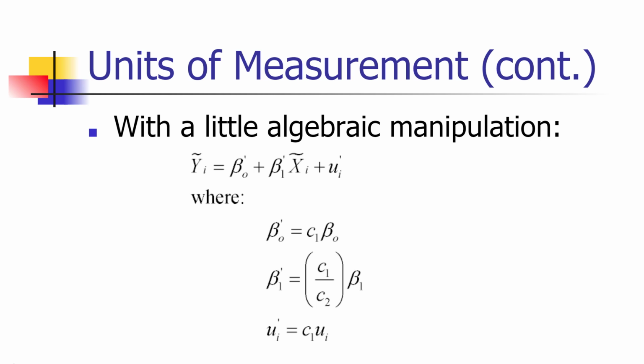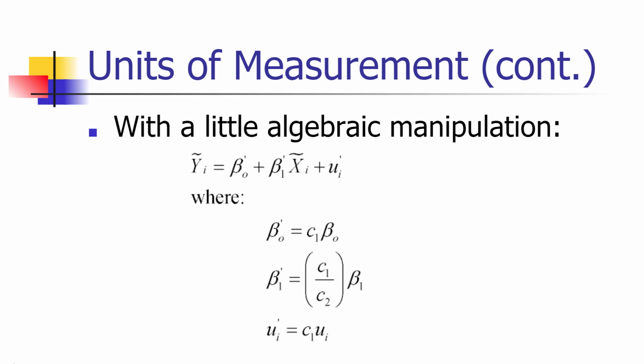And what we see here is the new intercept is scaled by whatever factor we multiplied the original dependent variable by. So if, for example, we converted from measuring things in billions to measuring things in millions, the new intercept will be 1,000 times larger than the original one, because the new units are 1,000 times larger. So when we measure the intercept in terms of millions, that will be 1,000 times the intercept as measured in terms of billions of units.